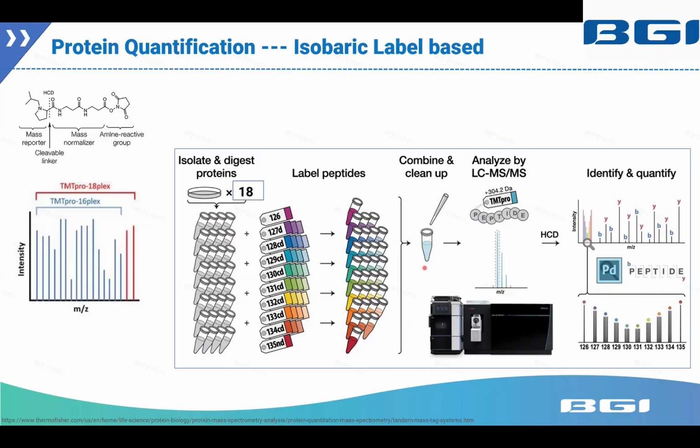And then this can be further converted into the quantitative information of the proteins. So the TMT allows us to label and analyze multiple samples in one experiment. For example, the TMT Pro 18-plex can handle 18 samples at the same time, and this greatly improves the experimental efficiency and reduces the impact of batch effects. However, it also limits the maximum number of samples we can test in one experiment.